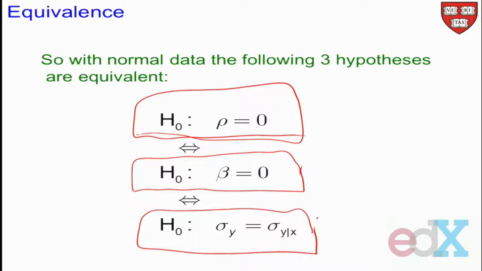And in fact, if we're dealing with normal data, if the x's and the y's are normally distributed, this is the same as independence. So here is our test for independence. Okay, these three are totally equivalent. And you've seen the equivalence from the framework we've just finished.